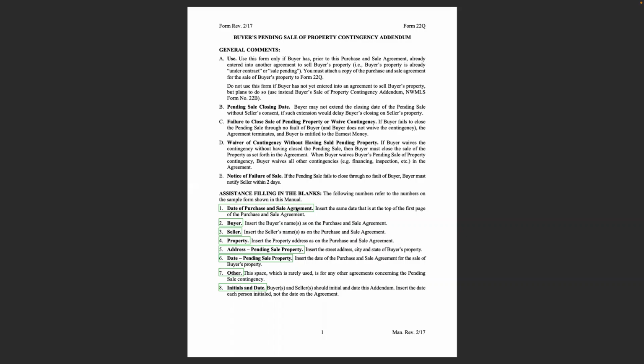And then D, waiver of contingency without sold pending property. So that would be if you can waive your contingencies, and it's the same as all the other times where it waives all the contingencies. And then notice of failure to sale, if pending sale fails to close through no fault of buyers, buyer must notify seller within 2 days.